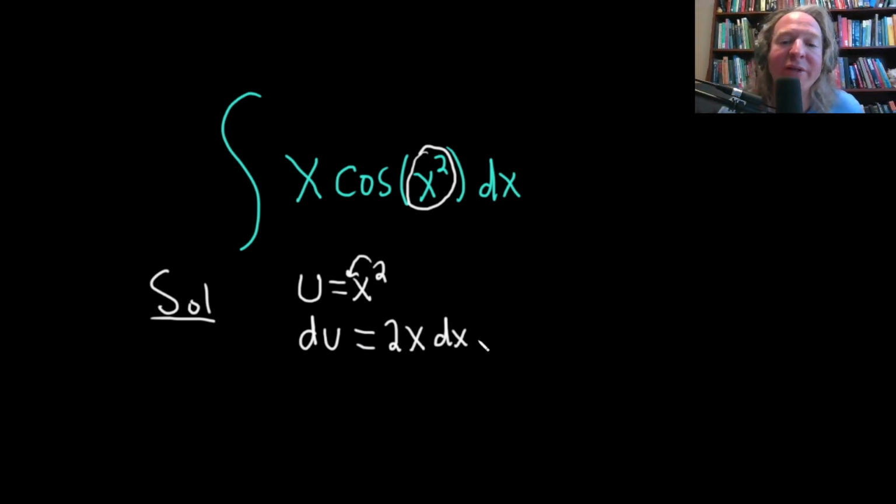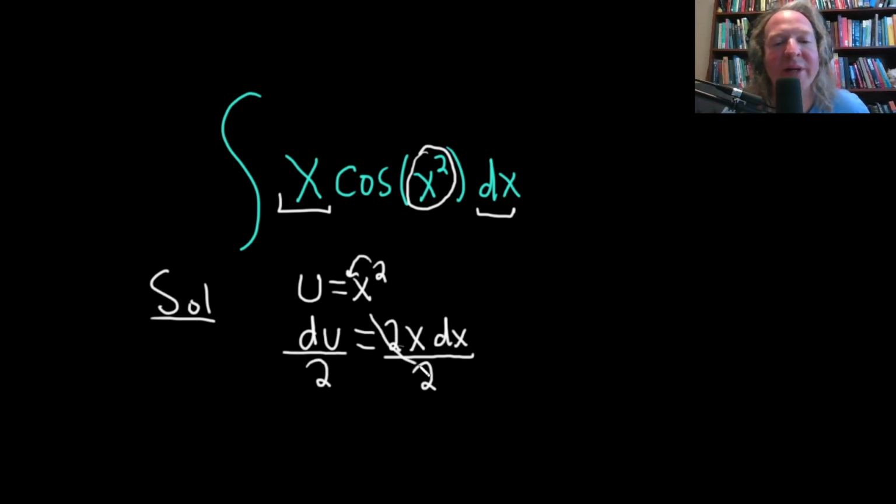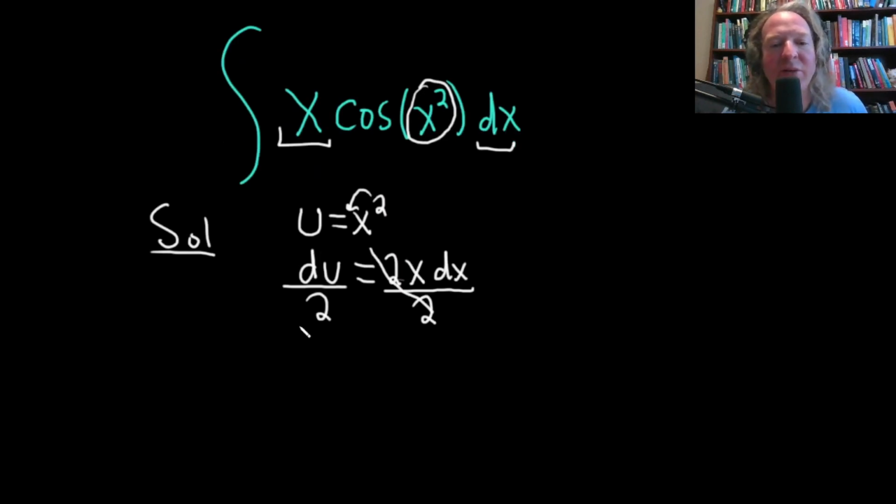Okay, the goal is to make this look like what's up here. So up here, we have an x and a dx, but down here we have a 2x dx. So we have to get rid of the 2, and we can do that by dividing by it, like that. So these cancel. So we're left with 1/2 du, right? We can write du over 2 as 1/2 du, and that's equal to x dx. Very nice.